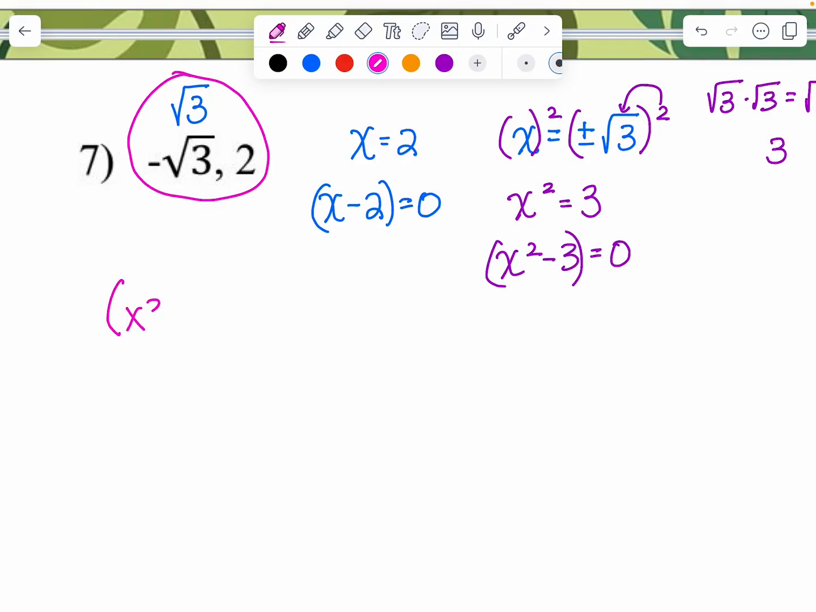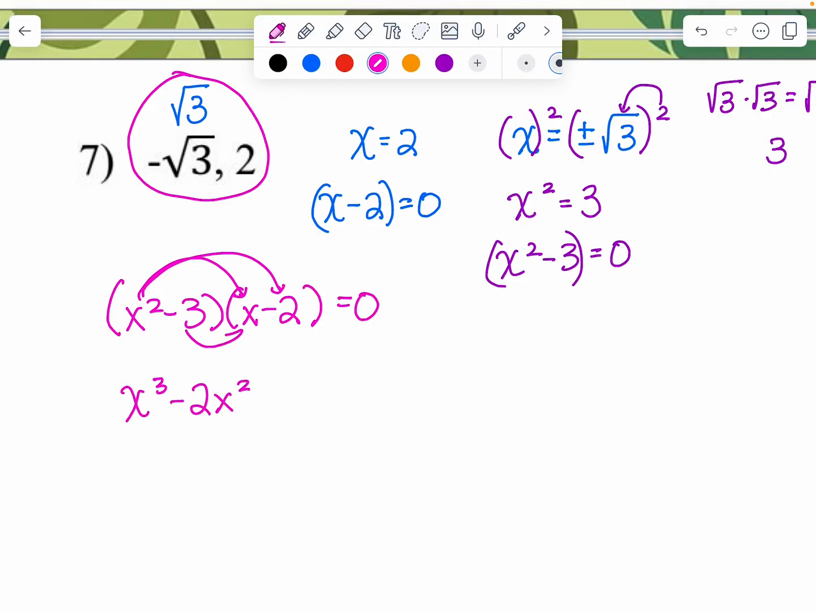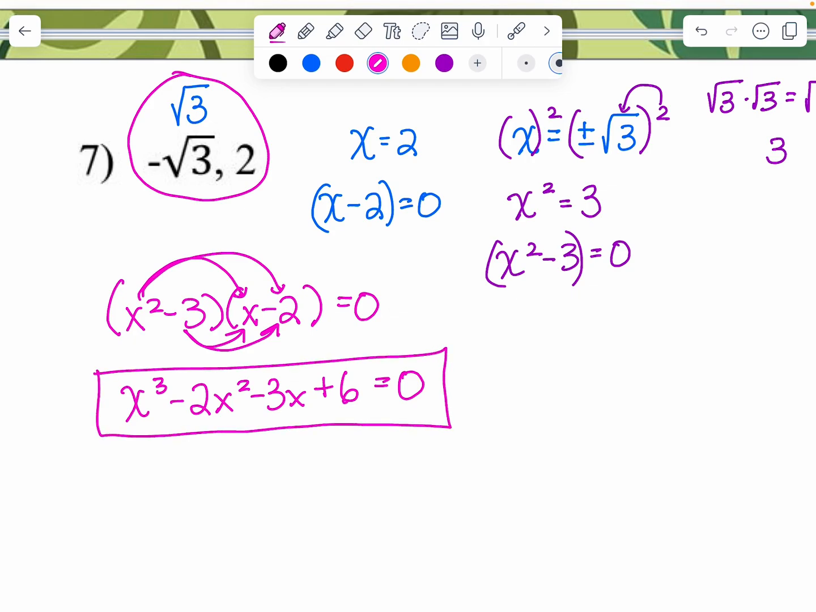So I'm going to put x squared minus 3 up front times x minus 2. That's equal to 0. X squared times x is x cubed. X squared times negative 2 is negative 2x squared. Negative 3 times x is negative 3x. And negative 3 times negative 2 is positive 6. And all that's equal to 0. Again, nothing to combine, so I am done. I could also say y equals all of that. It's a cubic. Go ahead and graph that.